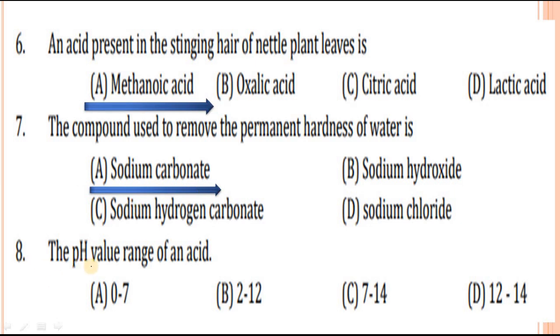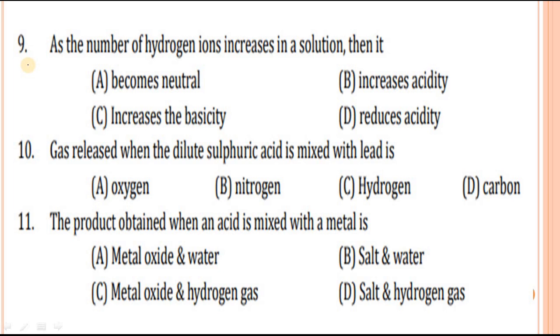Question number 8. The pH value range of an acid. So the pH value will be 0 to 14, and 0 to 7 indicates the range of acid and 7 to 14 is the range of base. In the question they are asking about the acid, so A, 0 to 7, is the right answer. Question number 9.